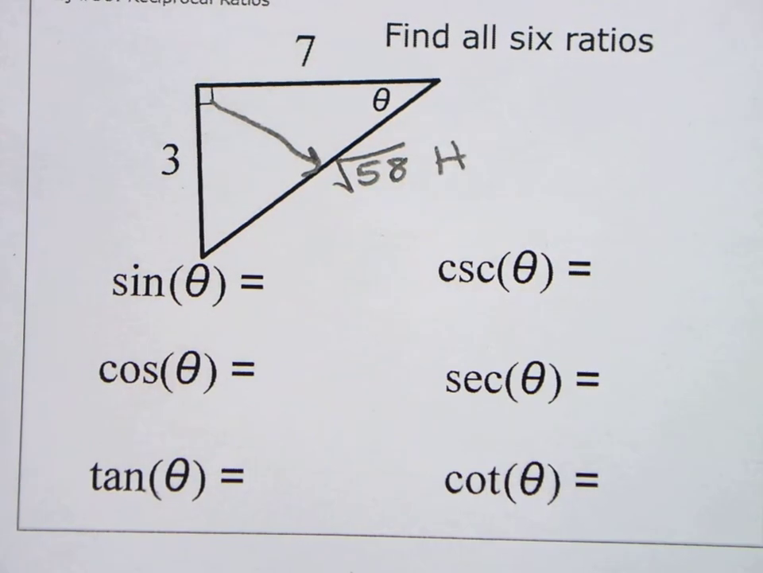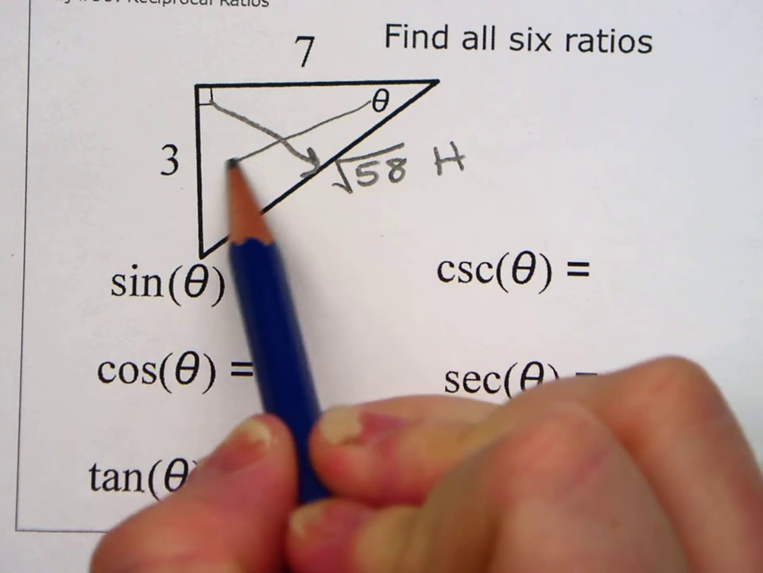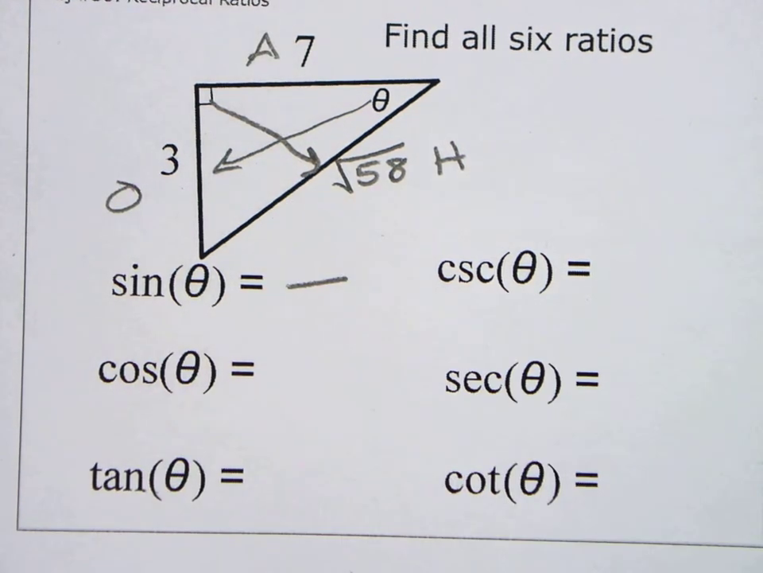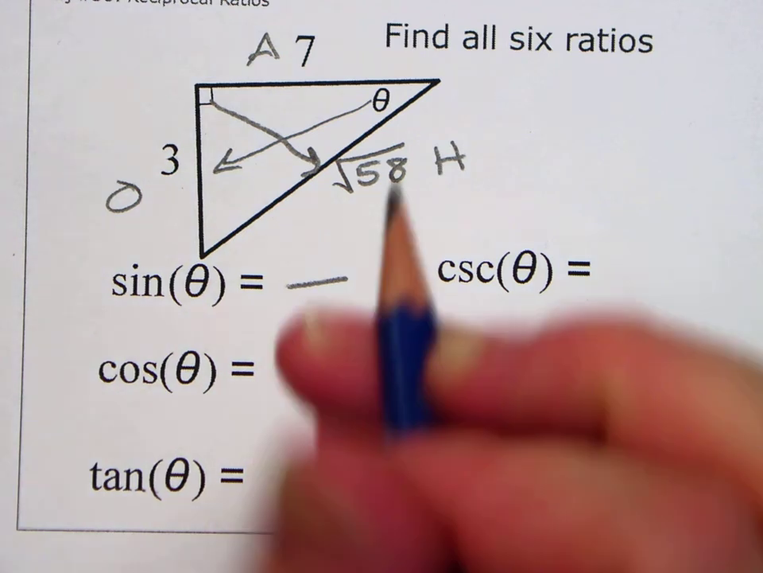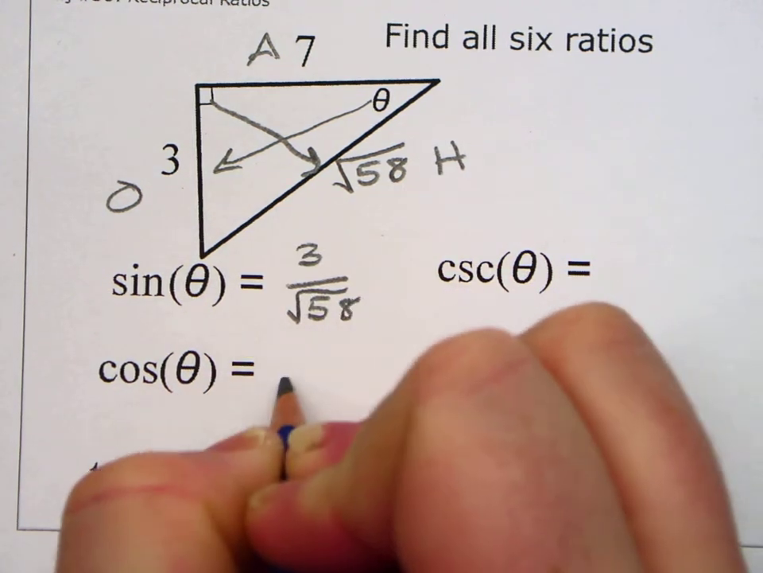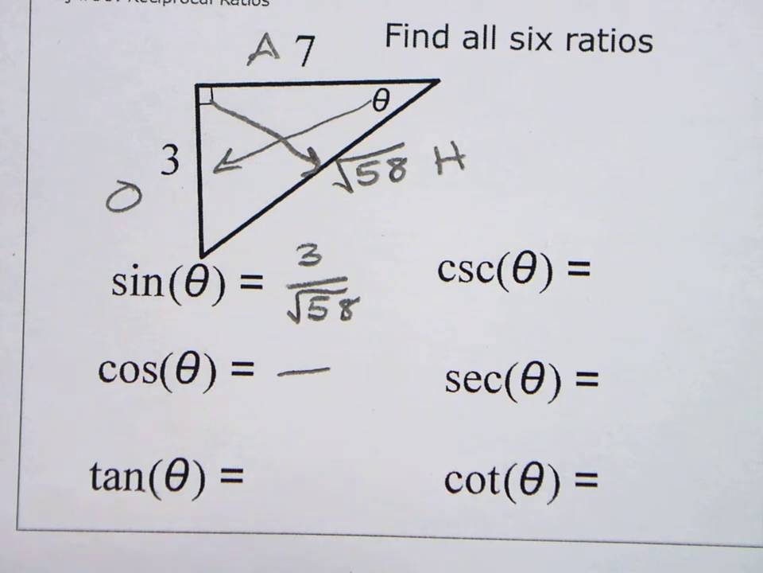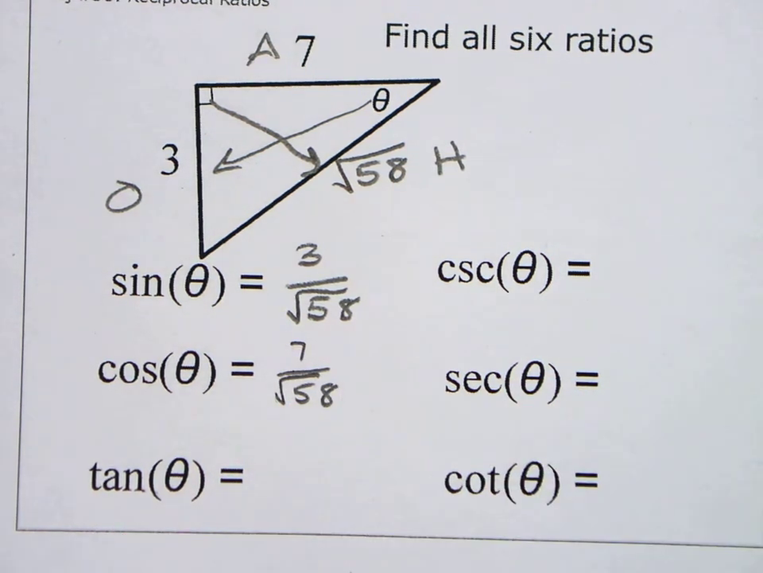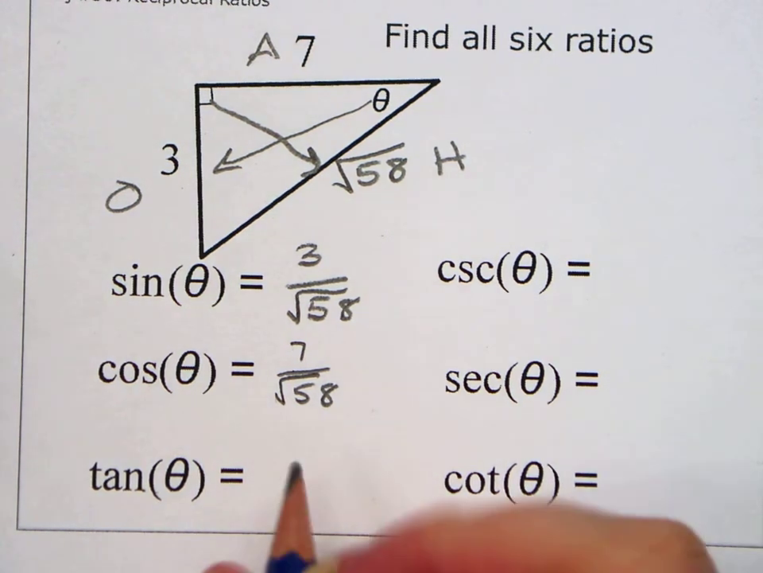Hypotenuse. Which one's opposite? There's 3. Adjacent. So what's sine? Opposite over hypotenuse. Cosine? 7 over radical 58. Don't forget the radical. That shows me that you actually know what you're doing. And tangent is 3 over 7.